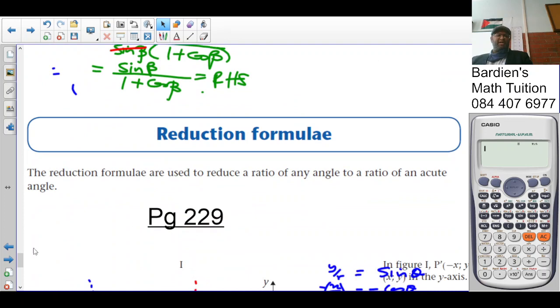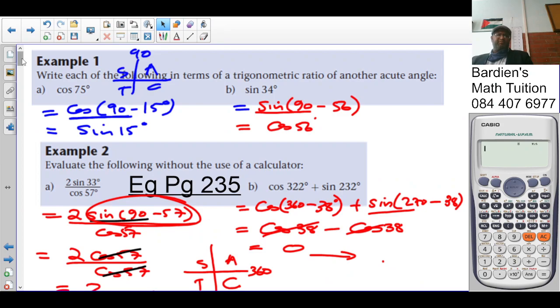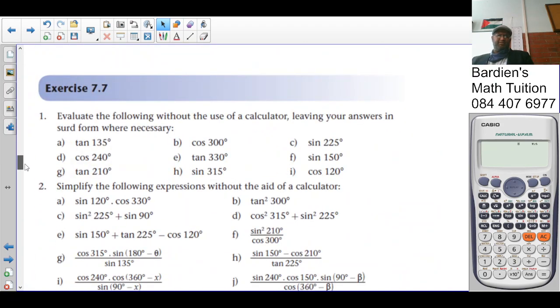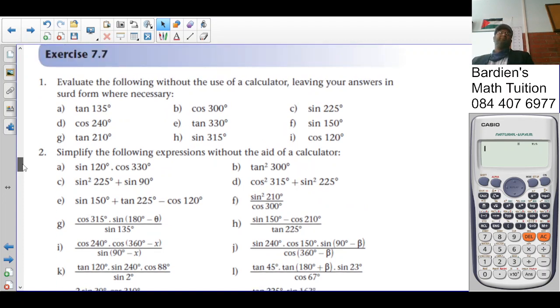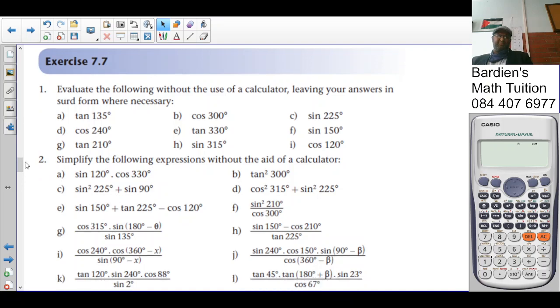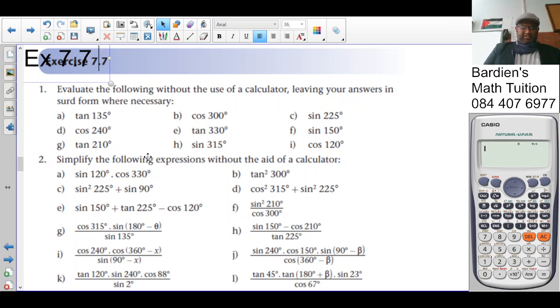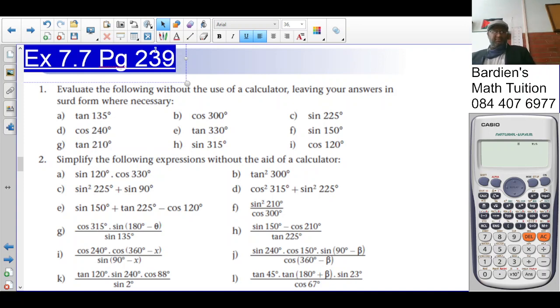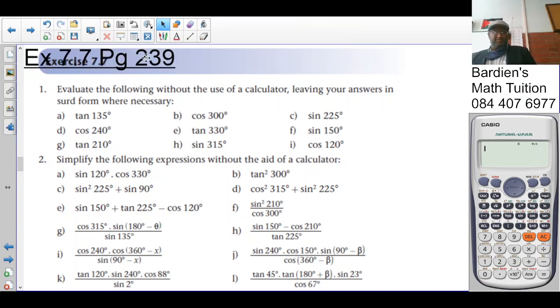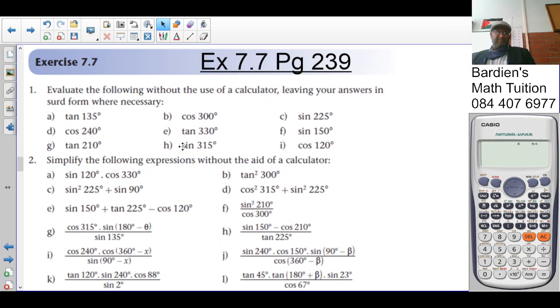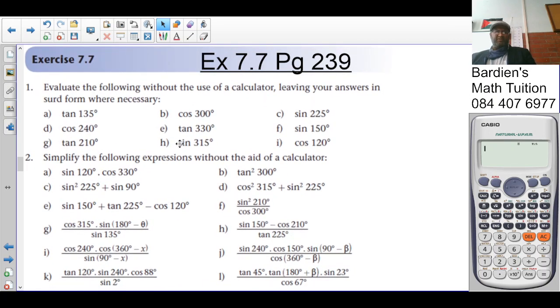So the homework was exercise 7.6, okay? 7.7, okay. Okay, settle down if you don't mind. You have to do the whole exercise. Right. Number 1, any issues in number 1? No. This is exercise 7.7 and this on page 239. C, okay. C and H. Okay.